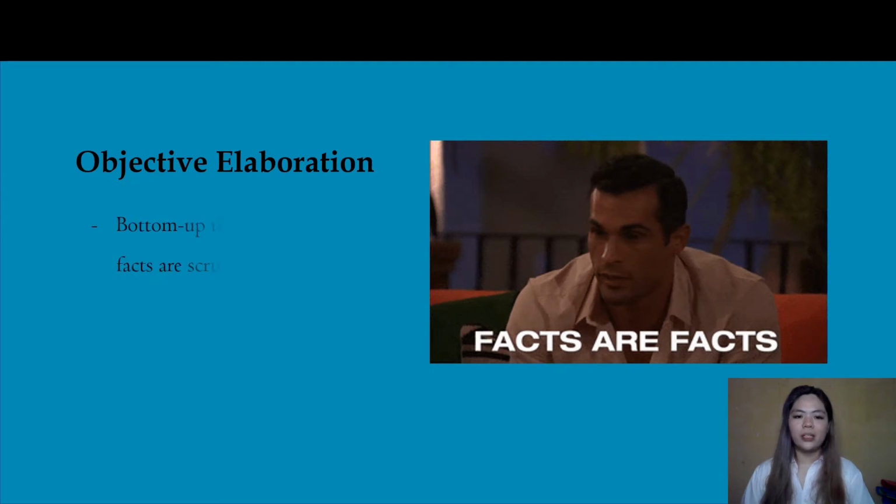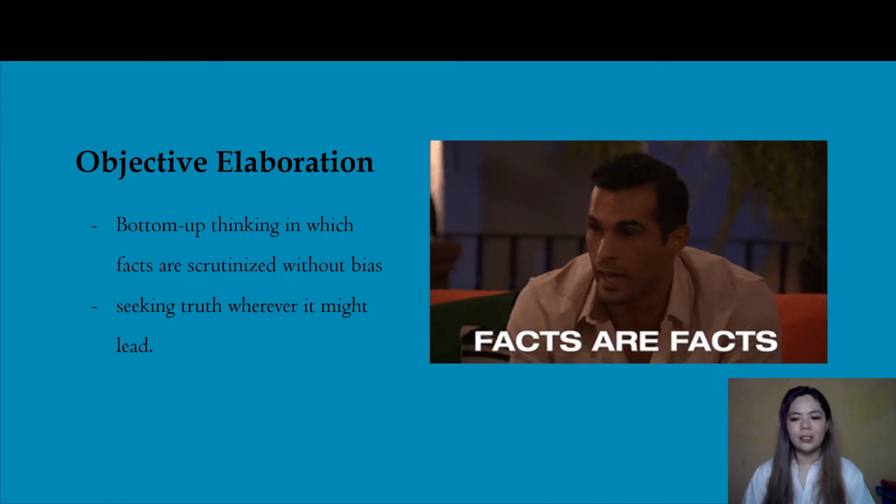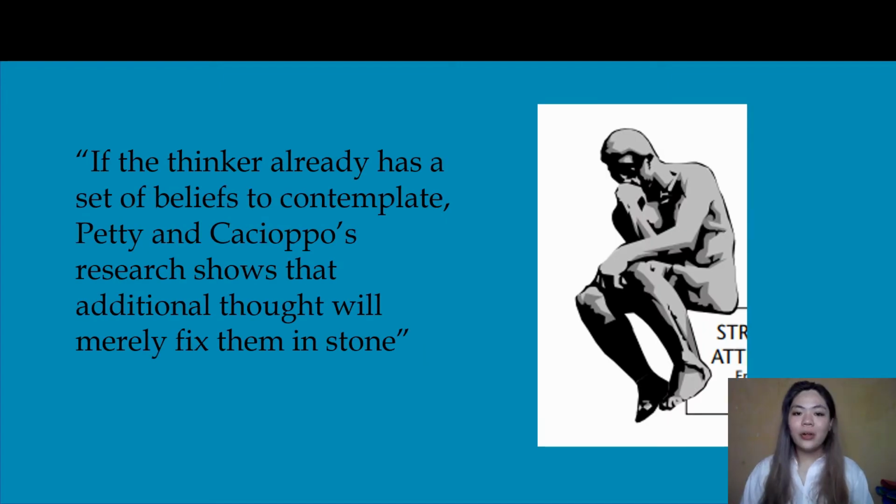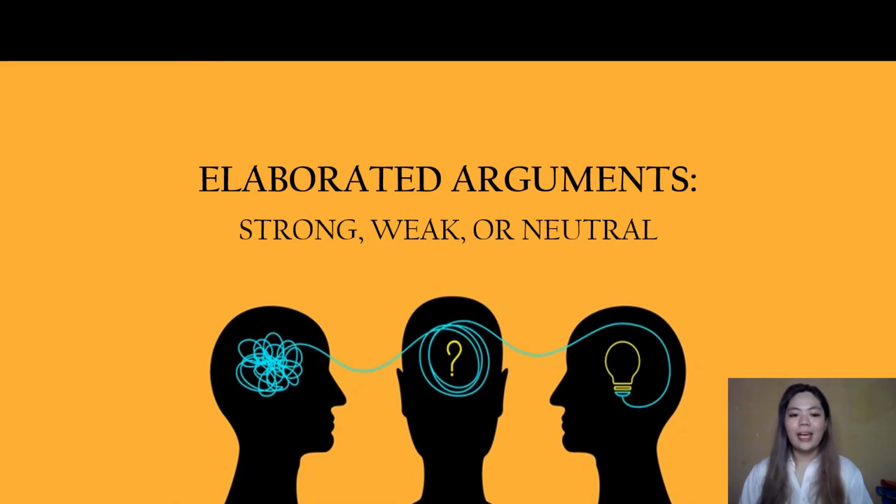This type of biased elaboration contrasts with objective elaboration, or bottom-up thinking, which lets facts speak for themselves. If the thinker already has a set of beliefs to contemplate, Petty and Cacioppo's research shows that additional thought will merely fix them in stone. So the only way that you might have a chance to change this line of thought is through strong arguments. Last step for the central route, elaborated arguments: strong, weak, or neutral.